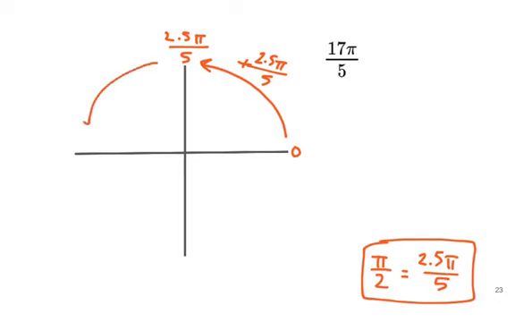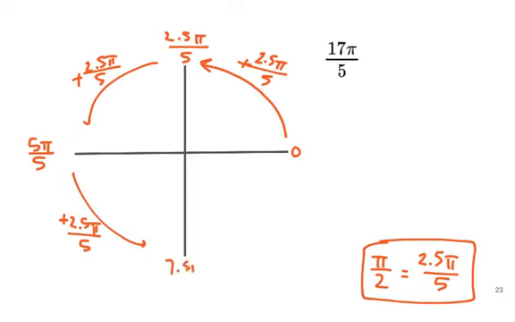Because now, if I go another 2.5 pi over 5, really all I have to think is what's 2.5 plus 2.5? So it's going to be 5. So we have 5 pi over 5, which makes sense because that's pi. Then I add another 2.5 pi over 5. All I have to ask myself is what's 5 plus 2.5? 7.5. So 7.5 pi over 5. I go another 2.5 pi over 5. That's going to be 10 pi over 5, which again makes sense because it's 2 pi.